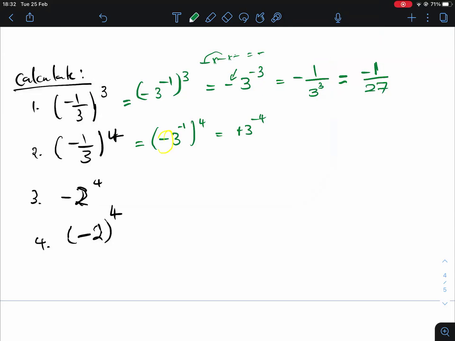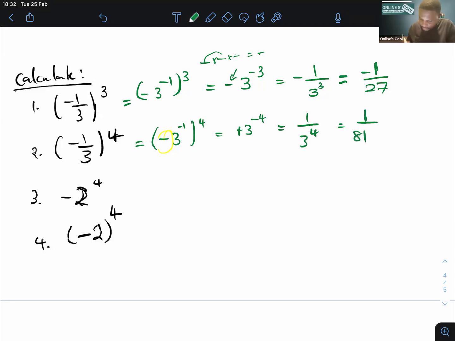So when the exponent is even, your solution is always going to be positive. When your exponent is odd, you must look at the sign; the sign remains the same. All right. And then what is (1/3) exponent 4? It's 1/3 to the exponent 4, which equals 1/81.